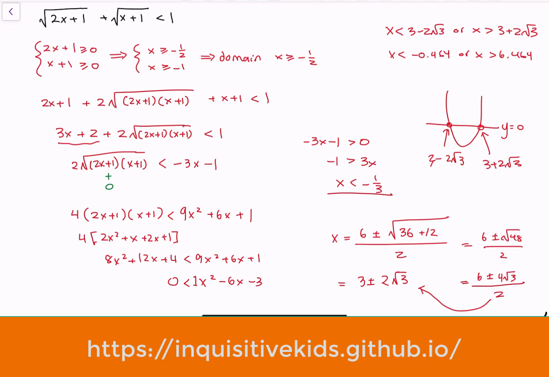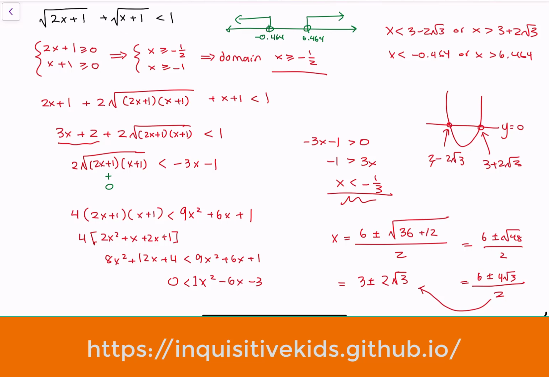Now all we have to do is intersect our interval with the constraints. Our first constraint is that x must be greater or equal to negative 1/2. And remember, our upper bound was that x must be less than negative 1/3. If we draw out a number line to see where all this fits, we calculated x to be less than negative 0.464 or greater than 6.464.